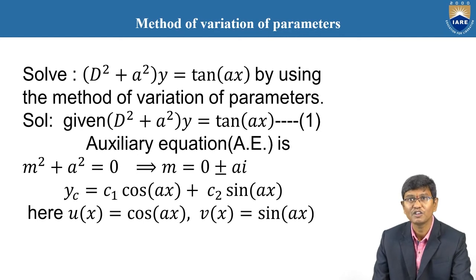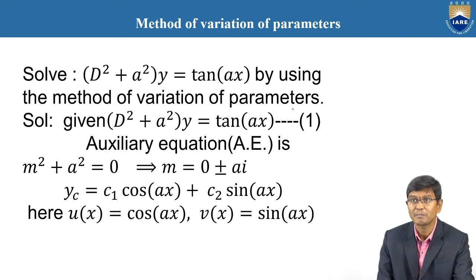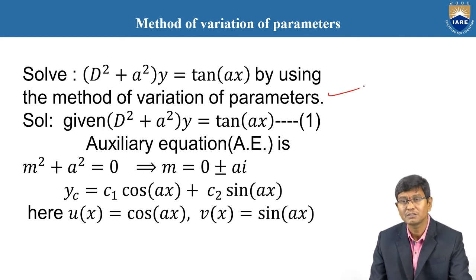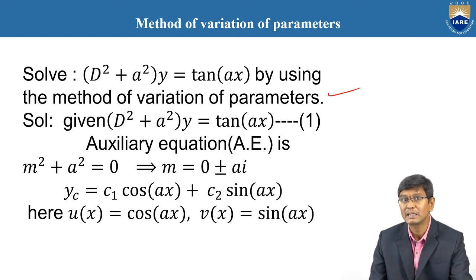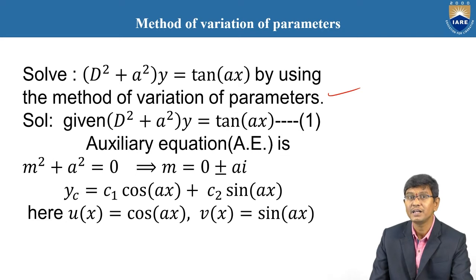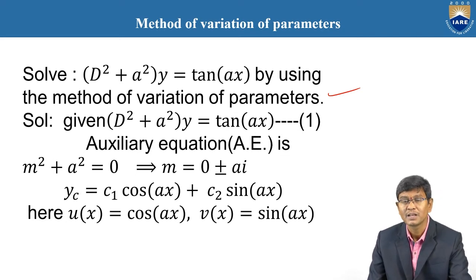Now we need to solve d square plus a square into y equal to tan x using the method of variation of parameter. Here also, first we find the auxiliary equation of the given differential equation by replacing d with m. Therefore m square plus a square is equal to 0, so m is equal to plus or minus ia. These are complex values, compared with alpha plus or minus i beta. Using case 3, the complementary function is equal to C1 cos ax plus C2 sin ax.